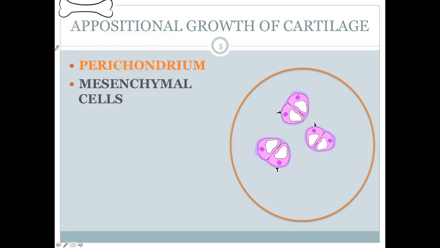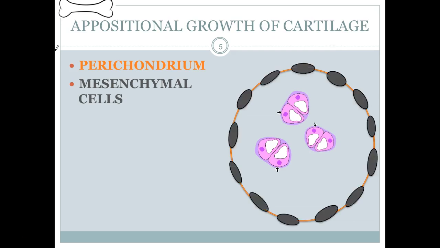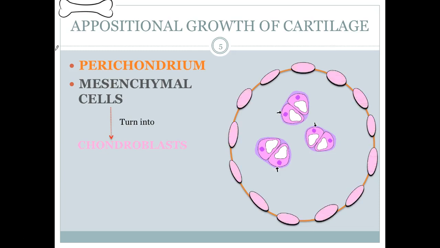We're going to talk about appositional growth of cartilage. We have our perichondrium, we have our normal chondrocytes within our cartilage, and along the periphery near that perichondrium we're going to have these mesenchymal cells again. And if you recall from class, these mesenchymal cells are kind of like stem cells. They can become anything they want. So in this instance they are going to turn into chondroblasts. We know these chondroblasts are going to start building matrix.